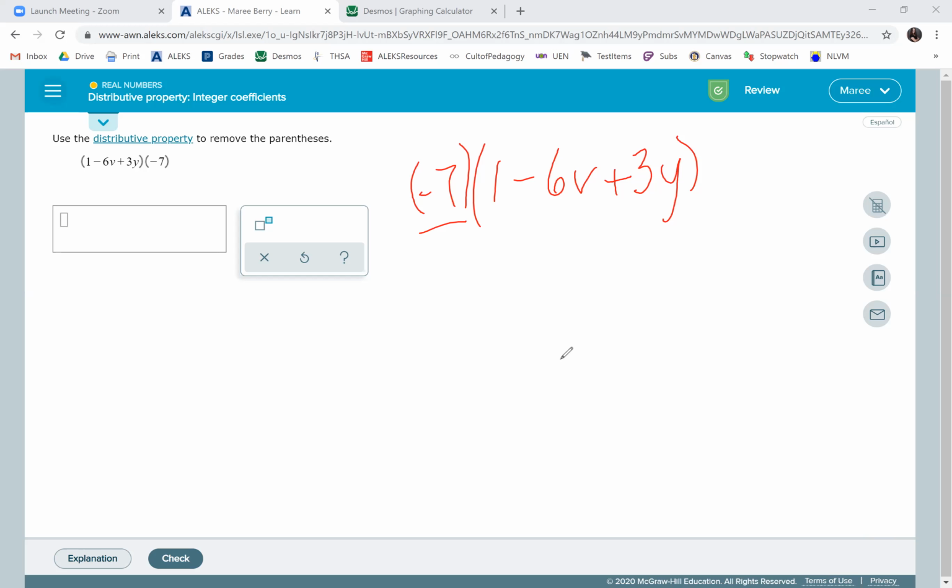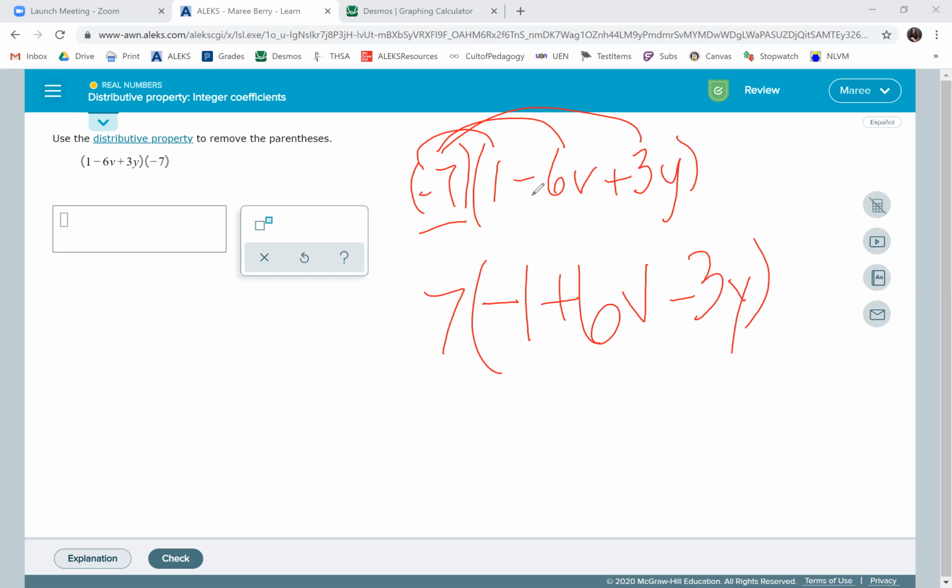Because it's a negative, we're going to distribute that negative to each one. So we're going to change the 1 to a negative 1 plus 6v minus 3y. So that's what the minus sign did. We just take that minus sign, change all the signs, just like we did on the first one. Now we're going to take the 7, we're going to times it times 1, or negative 1, we get negative 7, plus, we're going to take 7 times 6v, which is 42v, minus, and then we're going to take 7 times 3y, which is 21y.